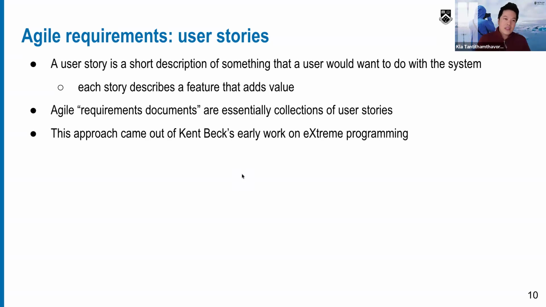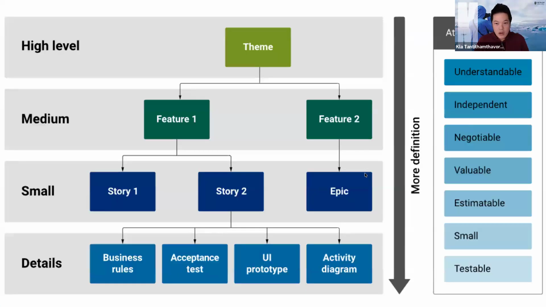That's why in the agile process, we tend to write the requirement using the user story rather than comprehensive documentation. This user story actually came out of Kent Beck's early work on extreme programming as well. It is just one type of requirement. But in the real world, when you develop a piece of software, there are different granularity levels of detail that you need to document.